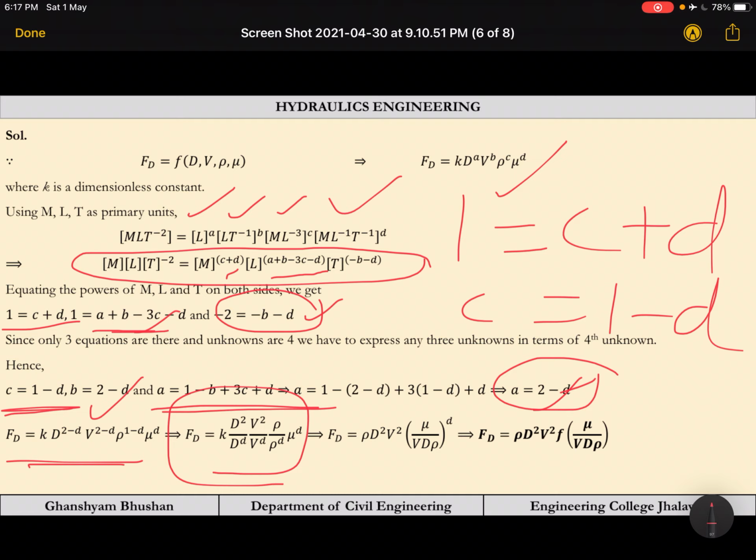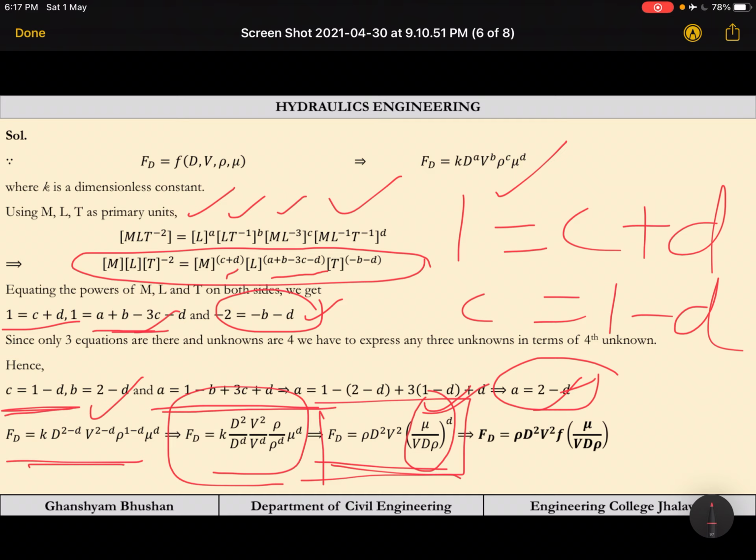So now what we are doing, we will be clubbing the parameters which are having power d. So here you can see this final term we are getting. That means if you are going to calculate the dimension of this quantity mu upon v, rho and d, you will be seeing that this is a dimensionless quantity. So the dimensionless group which we were talking about. So that is okay, it is coming to be a dimensionless number.